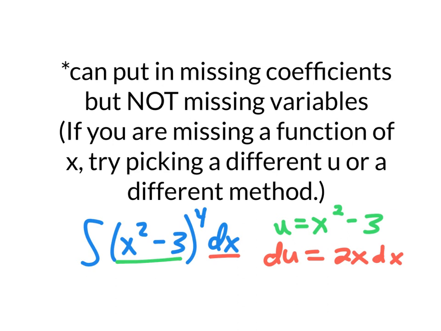If I was just missing the coefficient of 2, I could put that in and then divide by 2 out in front. However, because I'm missing a function of x, u substitution, where u is x squared minus 3, will not work, which means I either have to pick a different u or find a different method, or it's possible that you can't actually integrate this by hand. In this case, what I would need to do is actually multiply this out 4 times, and so expand that polynomial. Then I can find the antiderivative after that. So we'll look at other methods as well later on.